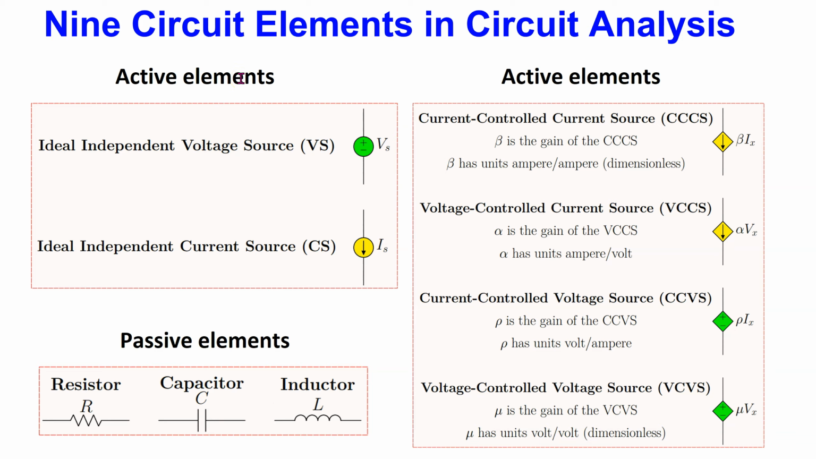Active elements model physical devices that can generate electrical energy. The 2 ideal independent sources and the 4 ideal dependent sources are all active elements. 4 plus 2 plus 3 equals 9 circuit elements, and their interconnections give rise to different circuits encountered in circuit analysis. In this video, we are focusing on the 4 dependent sources.